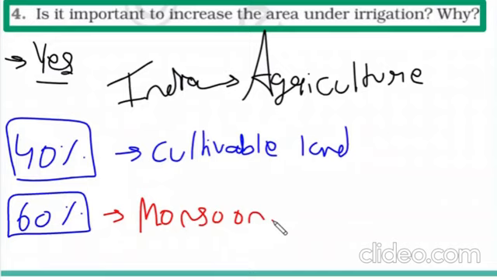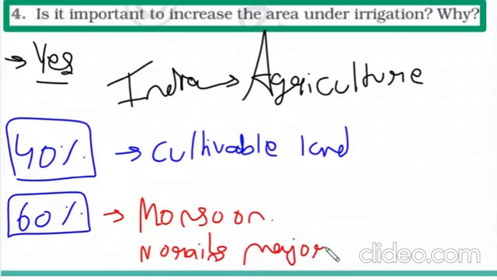Correct? And if there is no rain, what does it result in? If there is no rainfall, what does it result in? Major loss to the farmers. So how can we frame our answer? Yes, it is important to increase the land under irrigation, because farming is the main activity and source of income in India. But only 40% of the land is irrigated, and most of the farmers depend on monsoon for irrigation. And again, if the rainfall is less, the farmers have to suffer major loss. Correct? So this becomes our fourth answer.